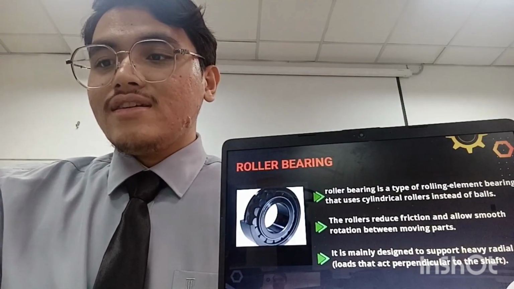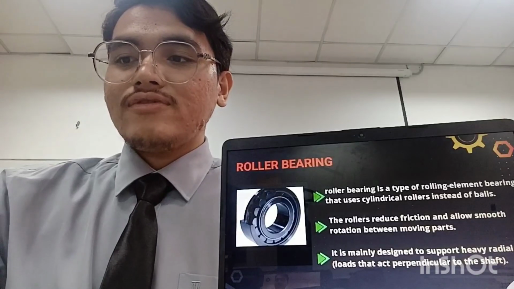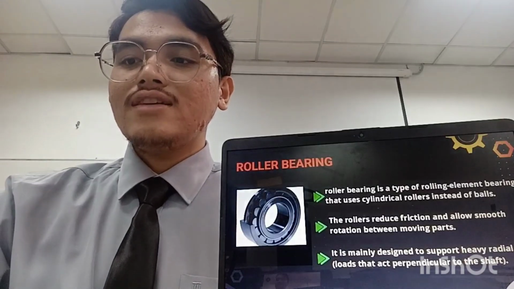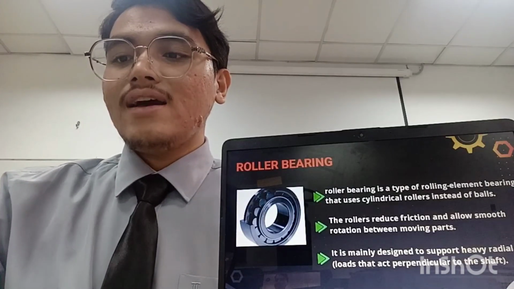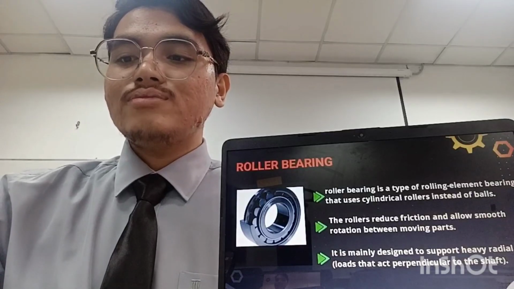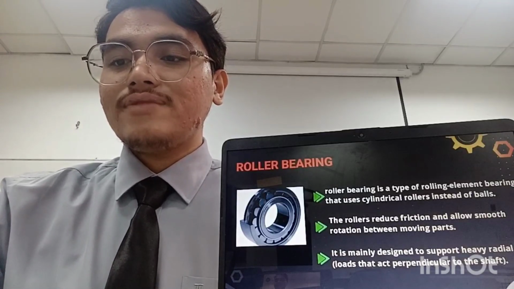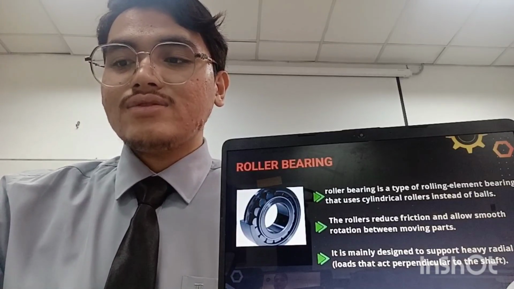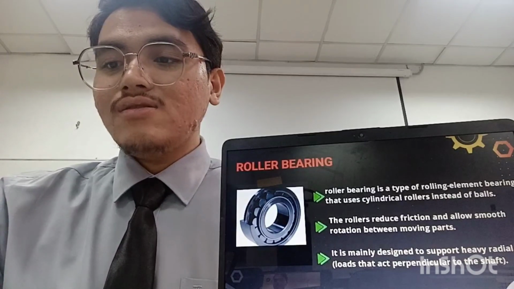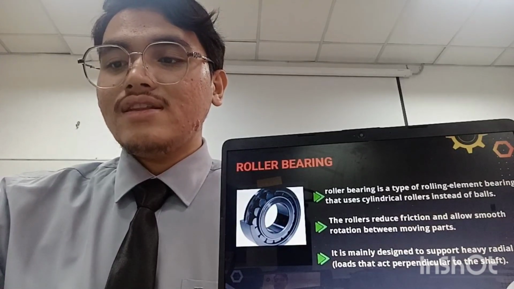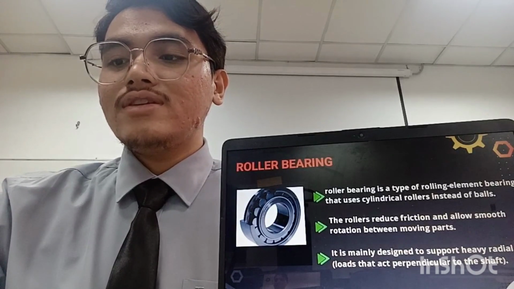Roller bearing is a type of rolling element bearing that uses cylindrical rollers instead of balls. The rollers reduce friction and allow smooth rotation between moving parts. It is mainly designed to support heavy radial loads, which is load that acts perpendicular to the shaft.